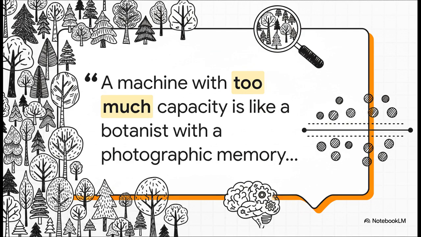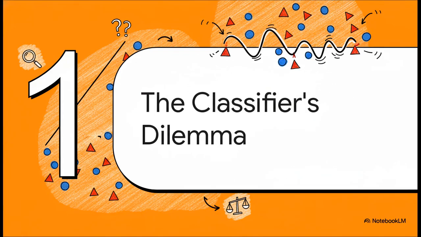This quote gets right to the heart of a huge challenge in AI. How do you teach a machine to generalize? To see the big picture, the forest, instead of just memorizing every single tree it's ever seen. And that right there, that's what we call the classifier's dilemma. In the machine learning world, you'll hear fancy terms for it like the bias-variance trade-off, but really it boils down to the problem of overfitting.